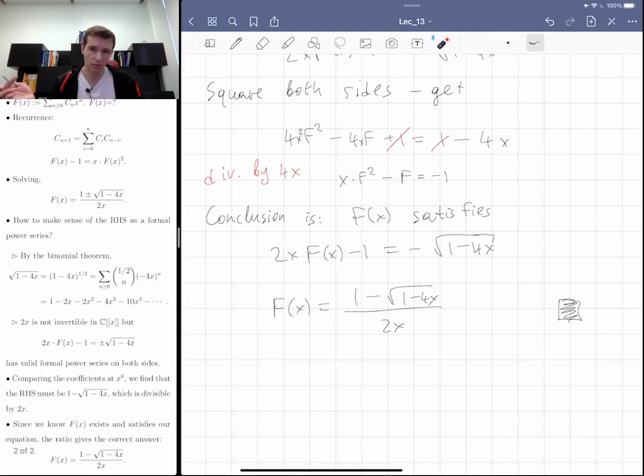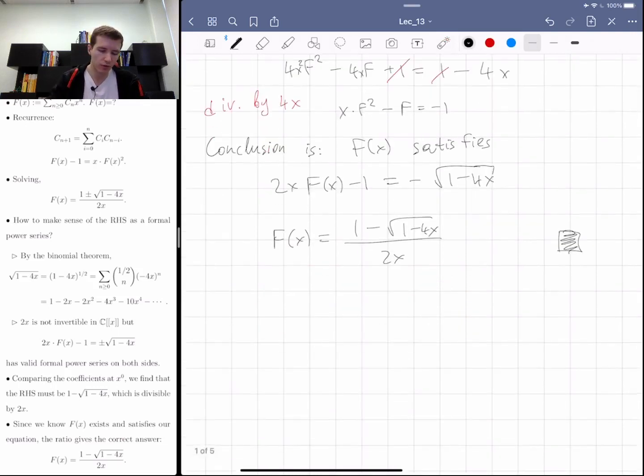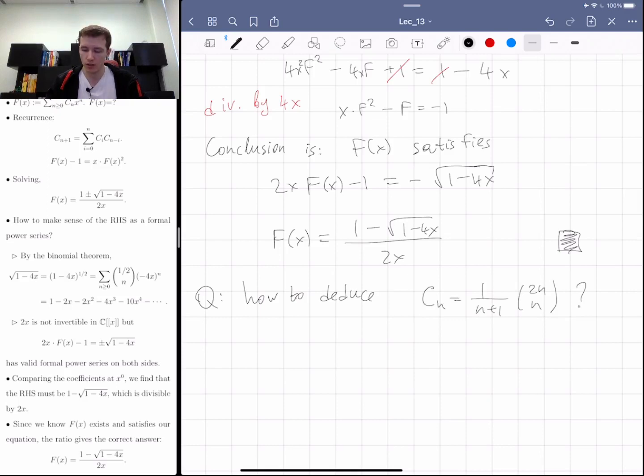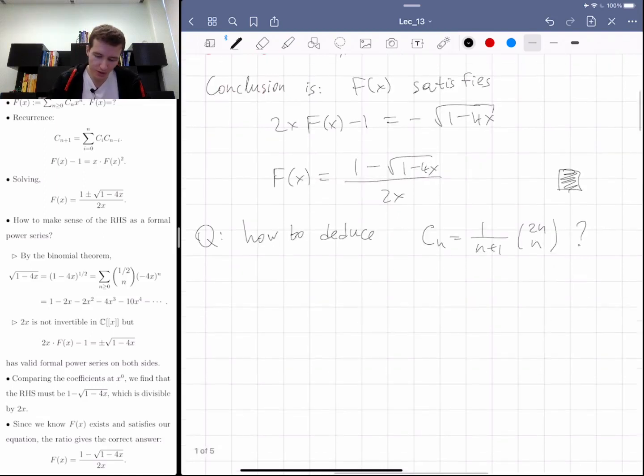And as I promised, now I'm supposed to explain how to get from here to the explicit formula for Catalan numbers. So the question: how to deduce that Cn is equal to 1 over n plus 1 times 2n choose n. And the answer is you just expand the right-hand side.